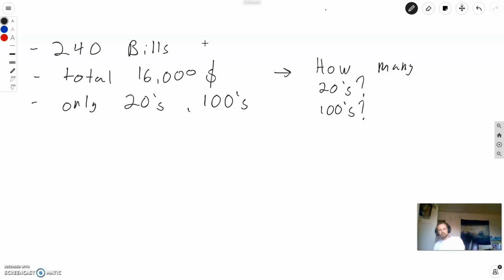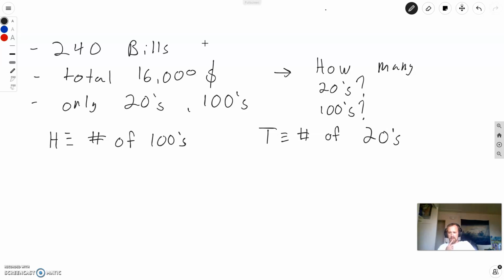Okay. So, here are the facts. Now, the first thing we need to do is define a variable, and we need to define our variable really carefully. I'm going to call it h, and I will define h as the number of $100 bills. So it's a number. It's not a dollar amount. It's not $100. It's a number. How many of these $100 bills do I actually have? Similarly, I will define another one, t, as the number of 20s.